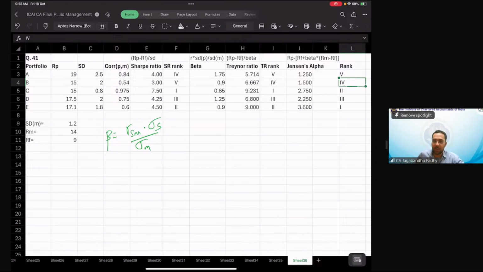Okay, so with that I am done with this particular topic of portfolio. We started way back calculating expected return, and we have come a long way till here by looking at the tools for measuring the performance of the portfolios.